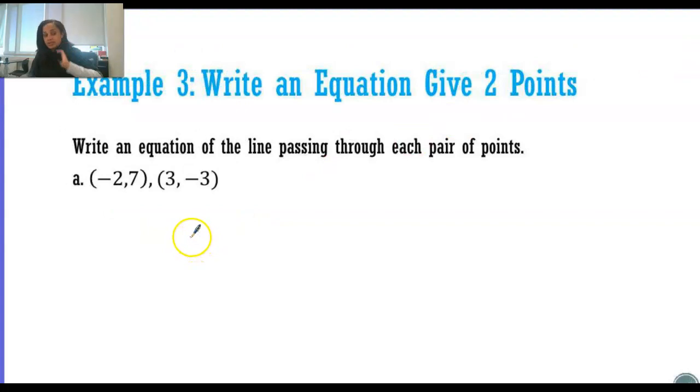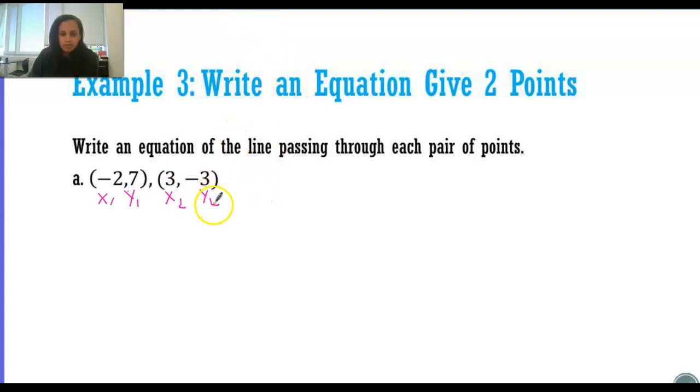We're going to do this next example together. Example 3: write an equation, given 2 points. Write an equation of a line passing through each of these points. So let's see. I'm given 2 points, so what do I know? I know that if I have 2 points, I can come up with the slope. So let's go ahead and label these x1, y1, and x2, y2.